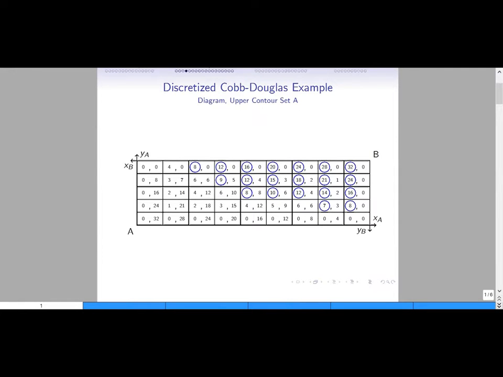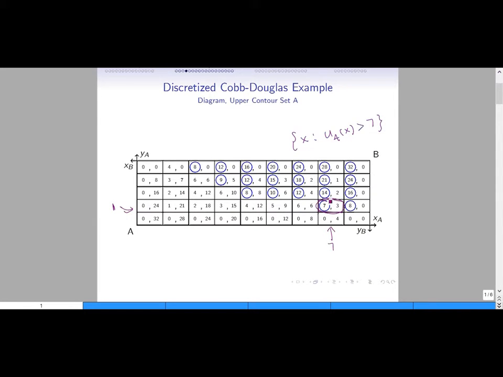So I think the most confusing part is probably what this upper contour set is with respect to. I said in class that this is the upper contour set of A with respect to this cell here. So this is the allocation 7 and 1. With respect to this, the upper contour set is just the set of all possible allocations such that the utility of A at that allocation is larger than 7.